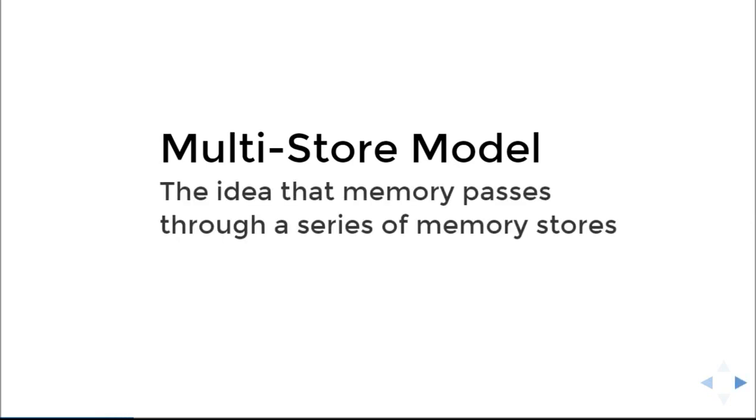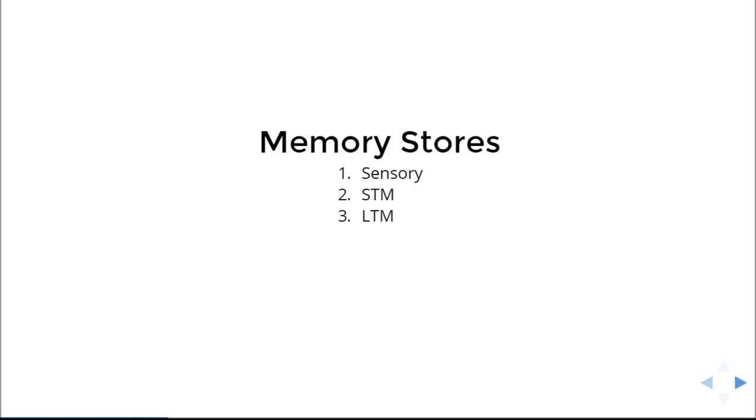So starting from the top, the MSM, or the multi-store model of memory, is the idea that memory passes through a series of memory stores, of which there are three. These are the sensory memory, the short-term memory, and the long-term memory.